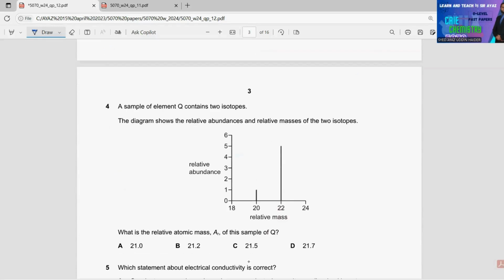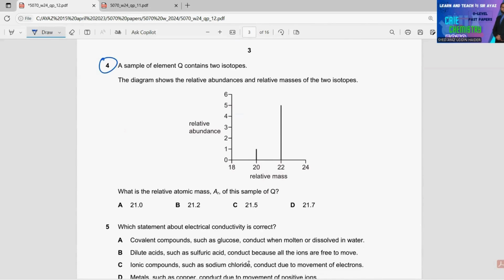Moving to the next MCQ, which is number 4. A sample of element Q contains 2 isotopes. The diagram shows the relative abundances and relative masses of the 2 isotopes. What is the relative atomic mass, Ar, of this sample of Q? Okay, the relative mass is given as well as its relative abundance. For 20, we have 1, and for 22 we have 5. So if I calculate this, we have 1 plus 5, which means 6.